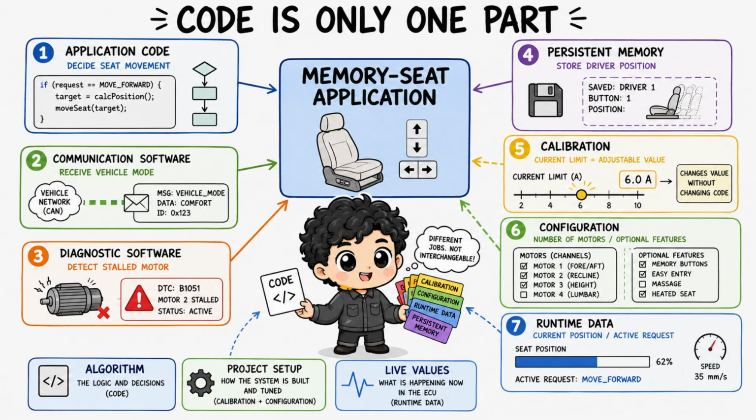Communication software allows the ECU to exchange information with other controllers. The seat controller might receive an ignition state, a vehicle mode indication, or a remote seat request.